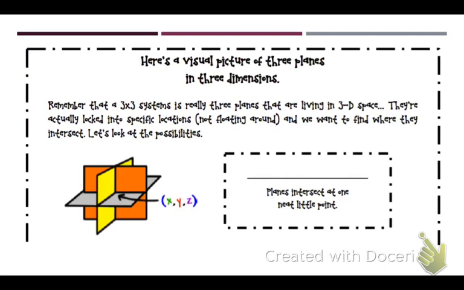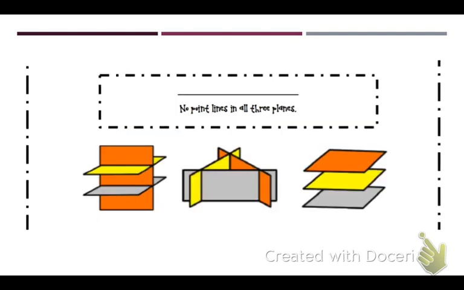So let's get into this. Remember that a 3 by 3 system is really three planes that are living in a three-dimensional space. They're actually locked into specific locations. They're not just floating around. So you still have your X and Y plane, but now we also have a Z plane, okay? So if the planes all intersect at one point, that's one solution. And that's where you'll have your X, Y, Z. So that's just one point, that's one solution.